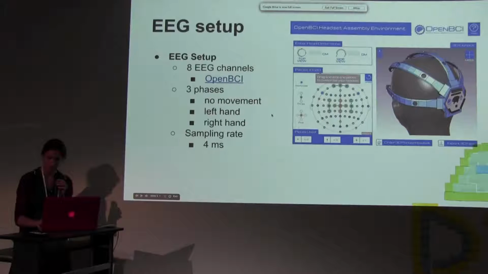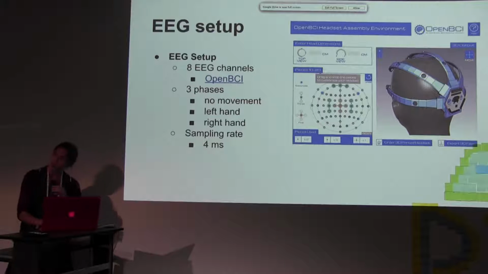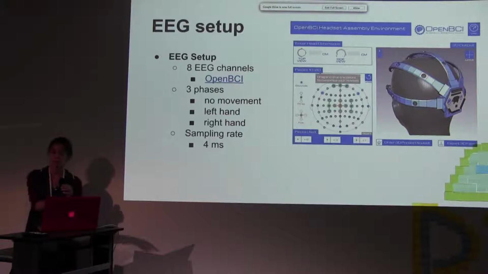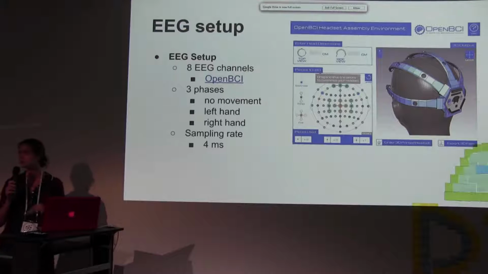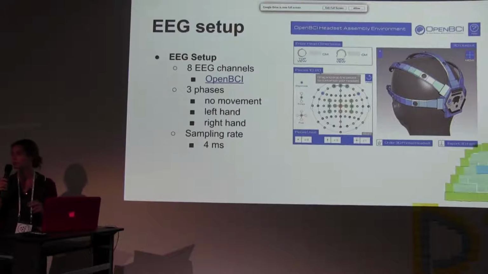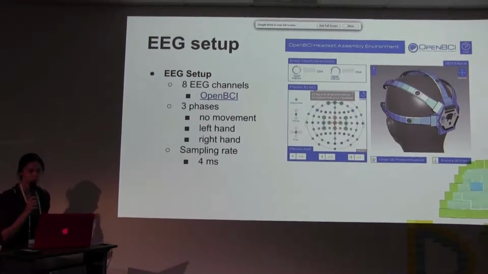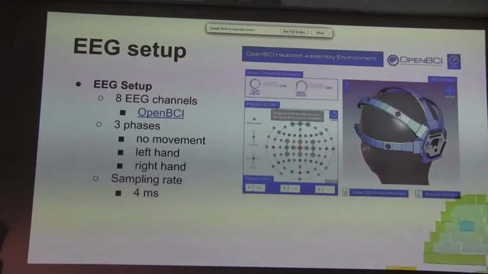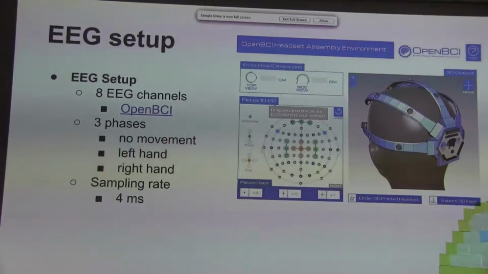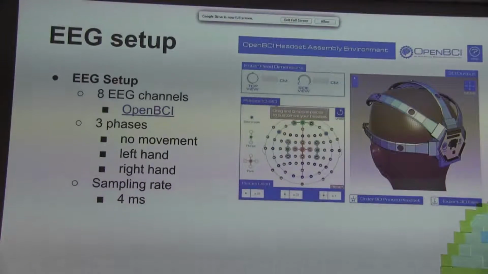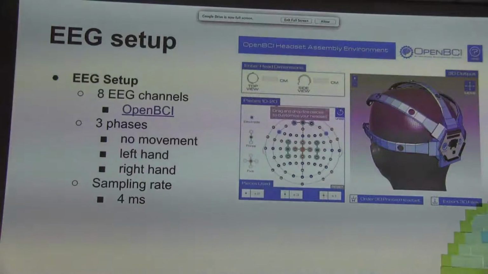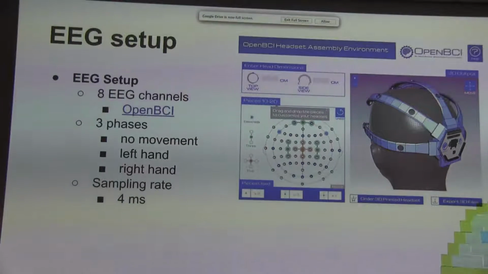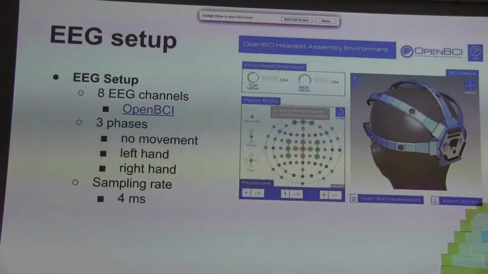How many things was he trying to classify just then? Three things: no movement, left arm and right arm, which is exactly what I'm trying to classify as well. I'm using the same data set as a benchmark to compare it to this more classical machine learning approach. We have 8 EEG channels, and as you can imagine, not all of them are useful. And you have three phases, so no movement, left hand and right hand. Sampling rate is 4 milliseconds.